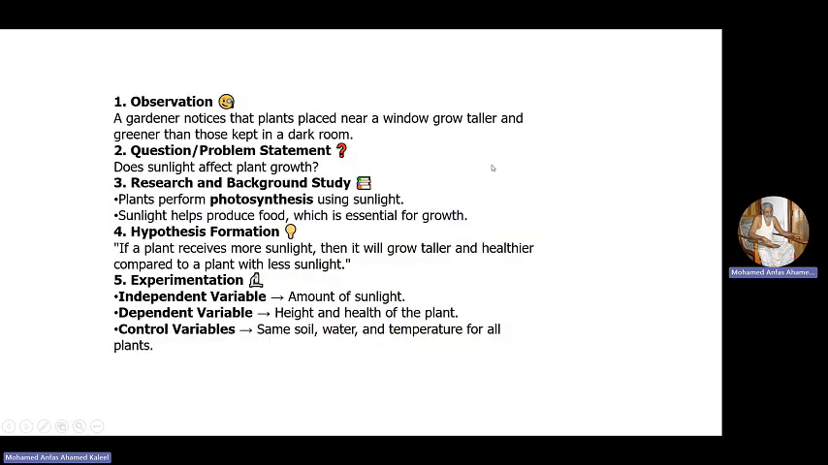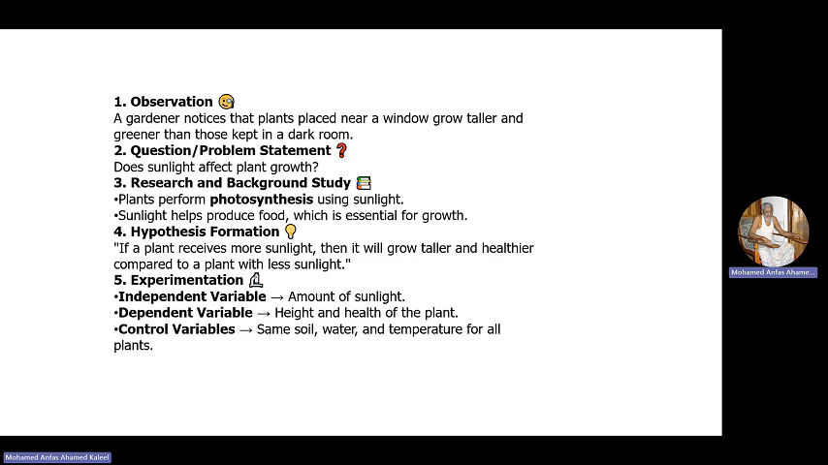I would like to give a small experiment to explain these scientific methodologies. The first one is observation. A gardener notices that plants placed near a window grow taller and greener than those kept in a dark room. This is an observation by the gardener.